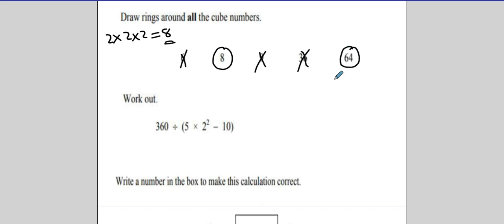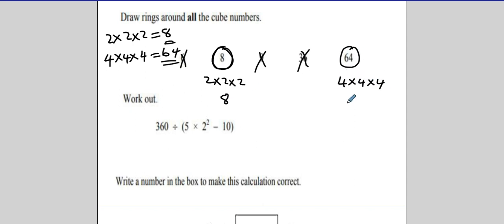Yes. You can refer to cube numbers and see that 64 is a cube number, but otherwise there is a number 4 which when multiplied by itself 3 times will give you 64. So in that case 8 is a cube number. Why? 2 times 2 times 2 is 8. Also 64 is a cube number. Why? 4 times 4 times 4 is 64. See that? Cool, yeah?